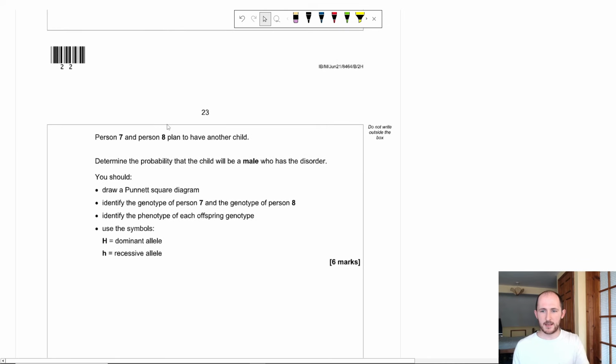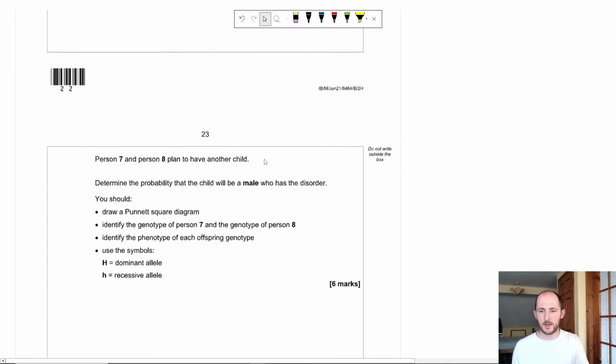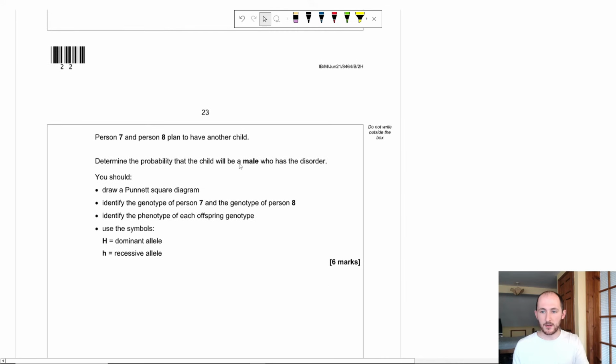And it says person 7 and 8, which are these two people, are planning to have a third child. Determine the probability that they're male, so we should highlight that, who has the disorder, okay? And you should draw a Punnett square diagram, identify the genotype of person 7 and 8, identify the phenotype of each offspring genotype, and use these symbols: H for dominant, lowercase h for recessive.